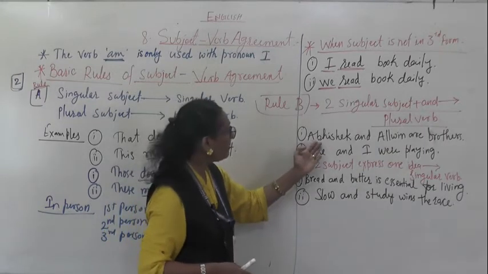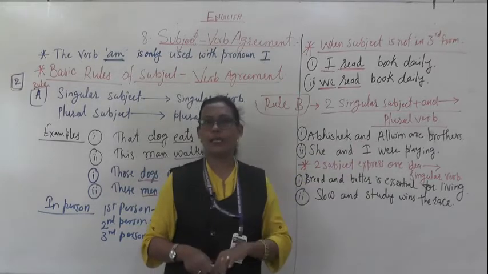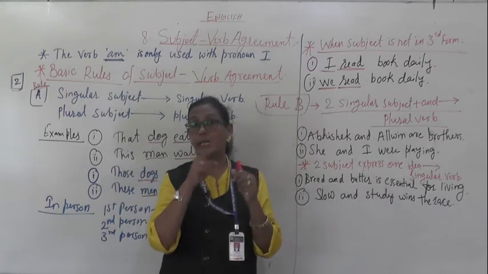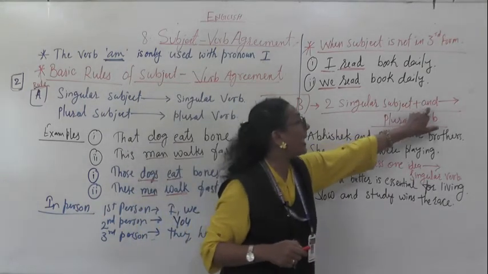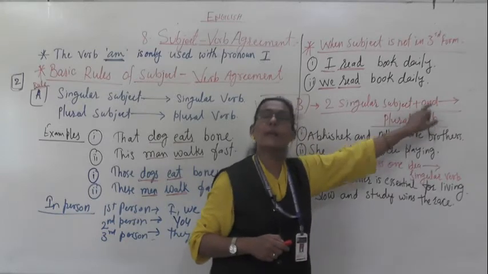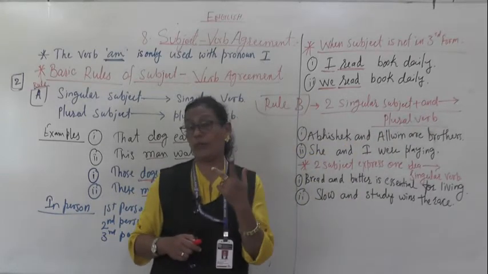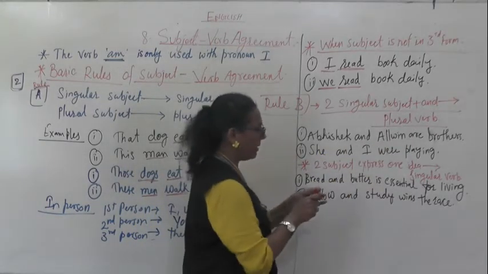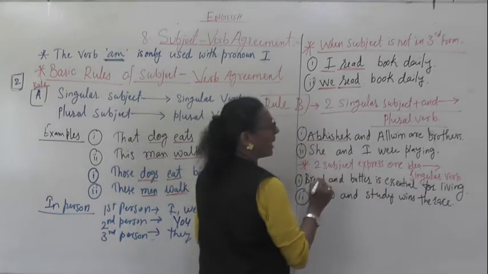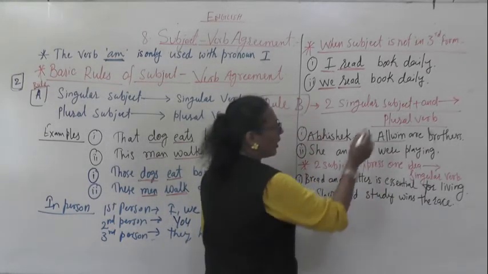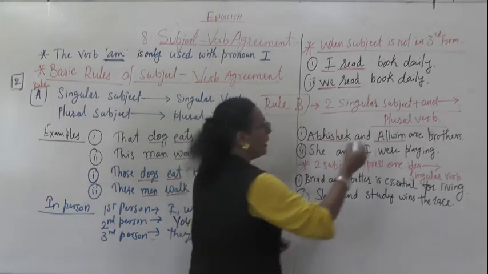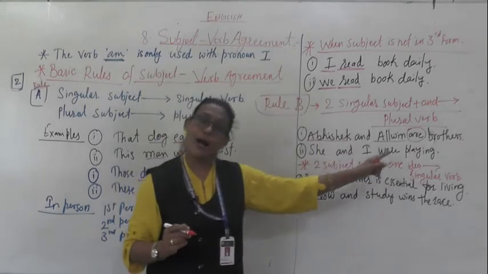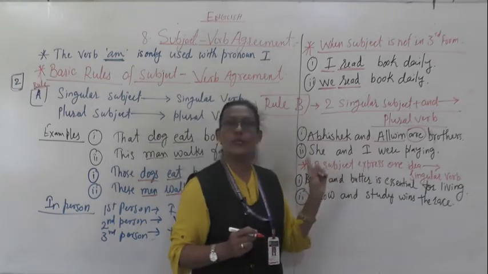For example, Abhishek and Alvin. Abhishek is one personality, Alvin is one personality, means two personalities are there, and adding with and, it takes a plural verb. More than one person is there, so a plural verb agrees. Which is the plural verb here? Abhishek is one subject, Alvin is one subject. We are taking a plural verb, so we have attached are there, so that are agrees with these two subjects.